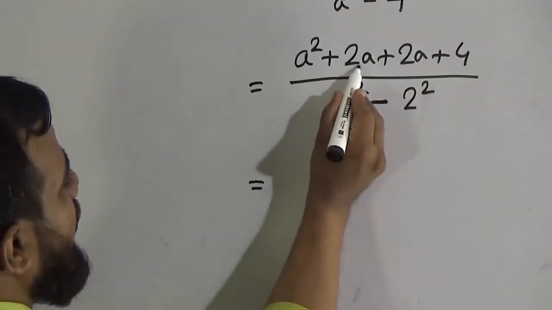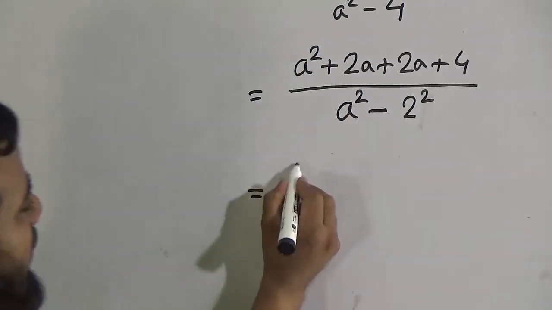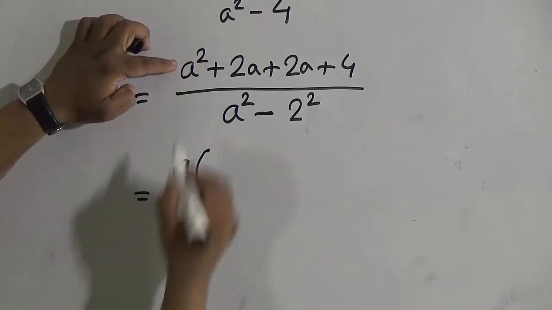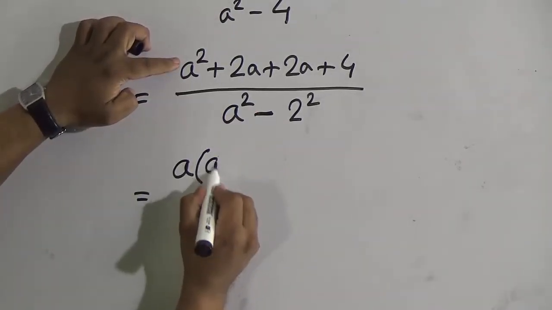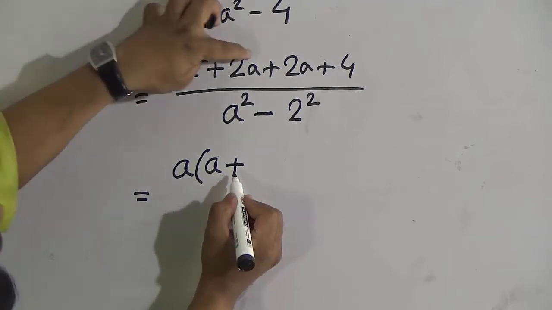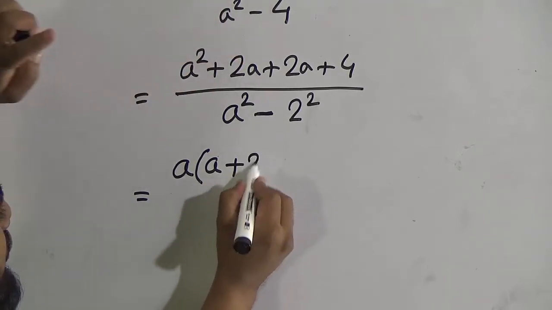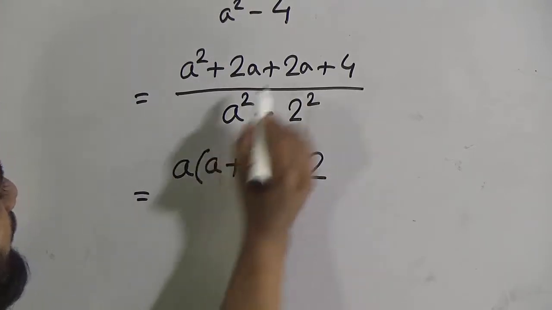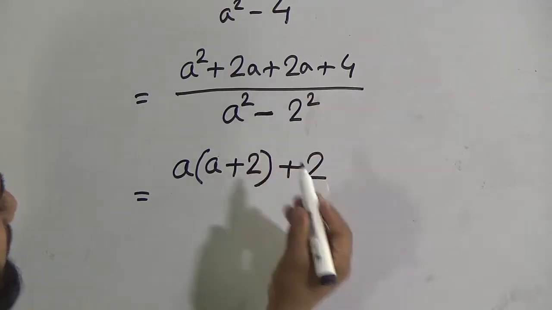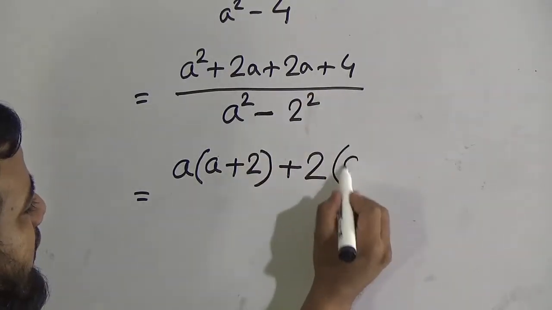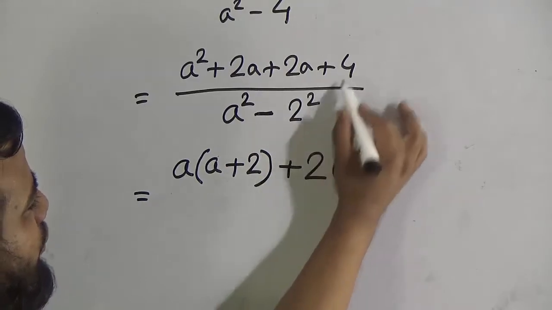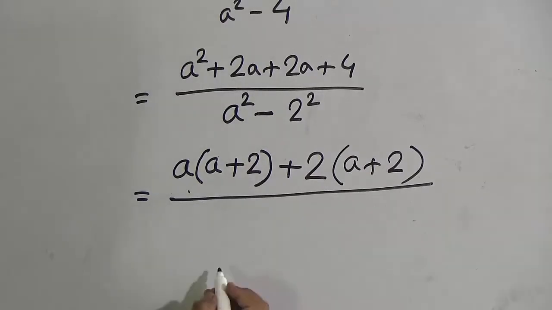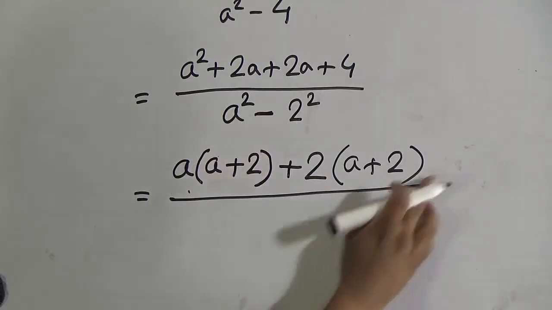Now my dear students, we can take a as common from the first two terms of the numerator. If we take a as common from the first two terms, we will have a remaining for the first term, and plus sign, we have taken a common, so only plus 2 is remaining here. Now from the third and fourth terms, if we take plus 2 as common, then we will have a remaining here, plus sign, we have taken 2 as common, so we will have 2 remaining here. Divided by our denominator, which is a square minus 2 square.